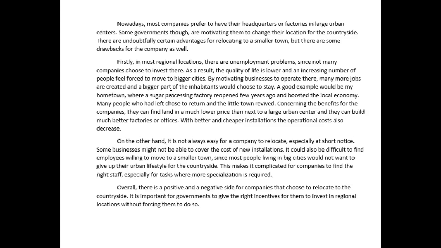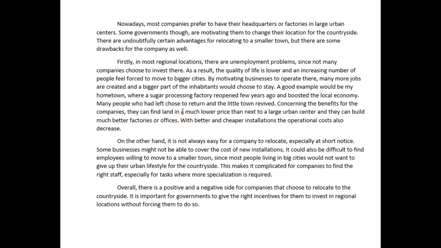A good example would be my hometown, where a sugar processing factory reopened a few years ago and boosted the local economy. Many people who had left chose to return, and the little town revived. Concerning the benefits for the companies, they can find land at a much lower price than next to a large urban center, and they can build much better factories or offices.